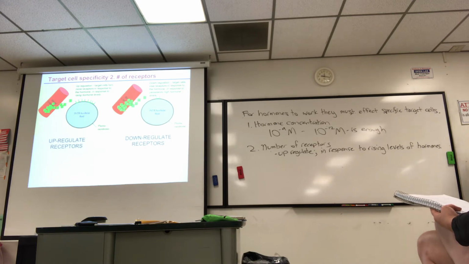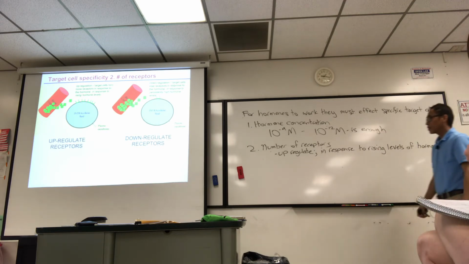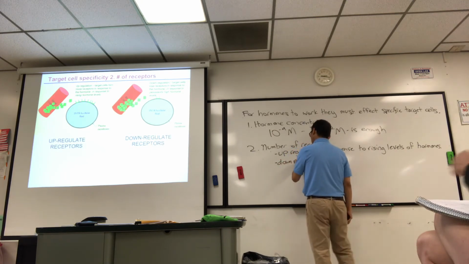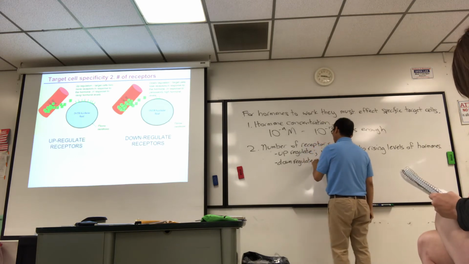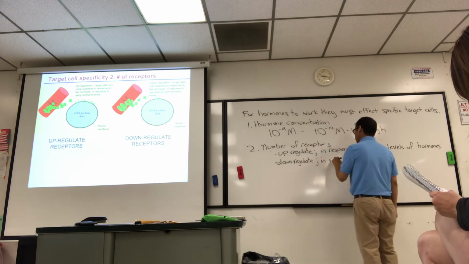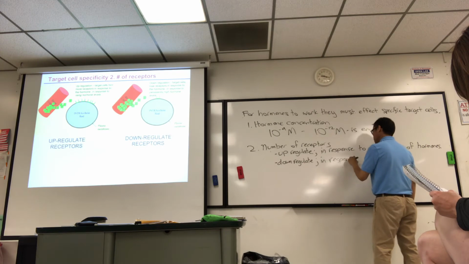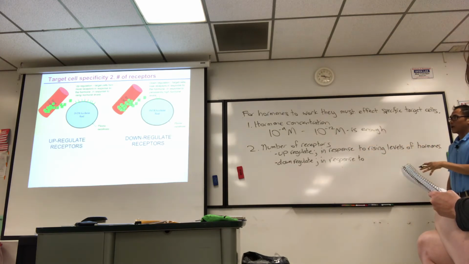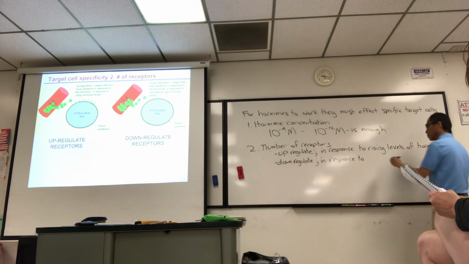Now, if the hormone levels stay elevated for too long, you don't want to overshoot homeostasis. So the target cell will downregulate in response to persistently high levels of hormone.